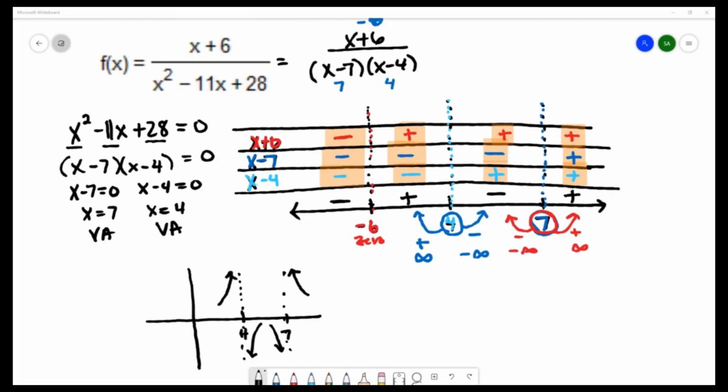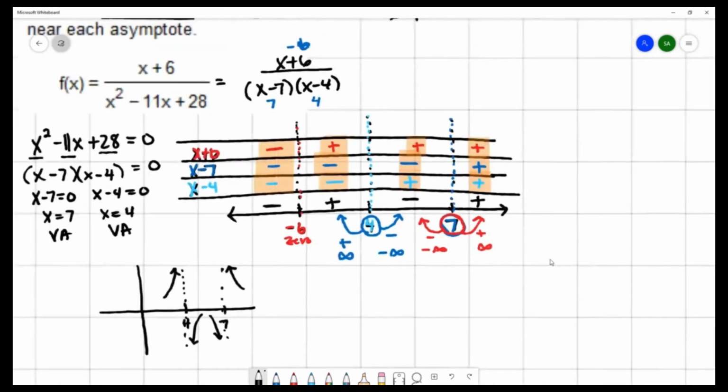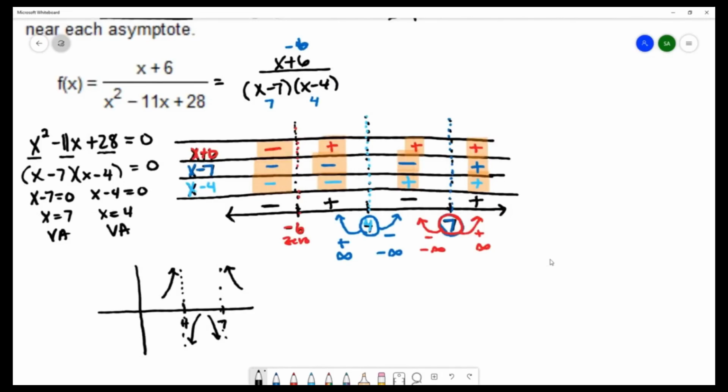So I showed you how to get those pluses and minuses from the sign chart. But if that is confusing or maybe too much work, you can also choose test points. So let me just get a different color here. So I could choose test points on either side of my asymptotes.